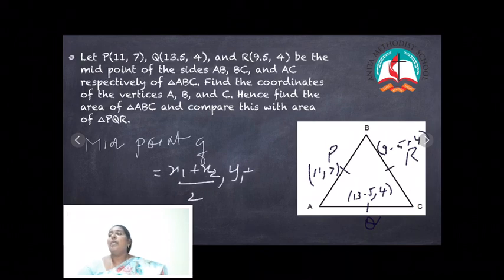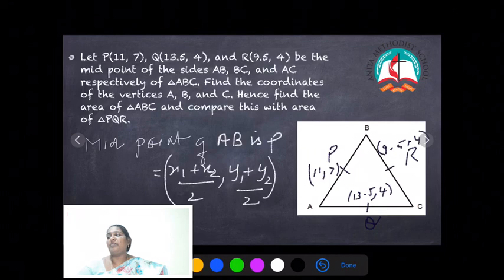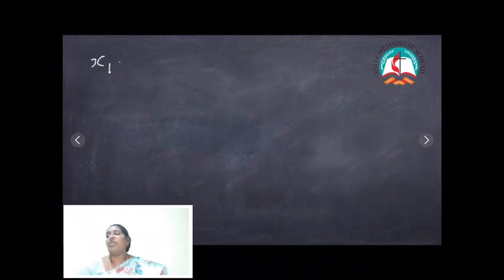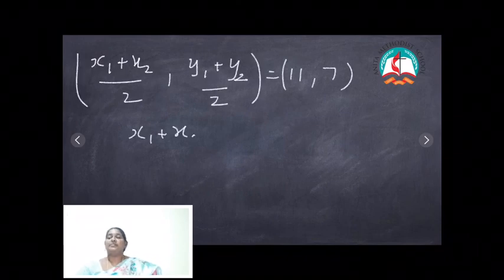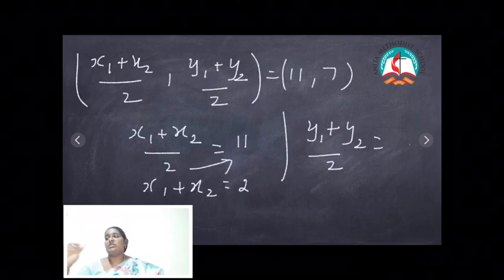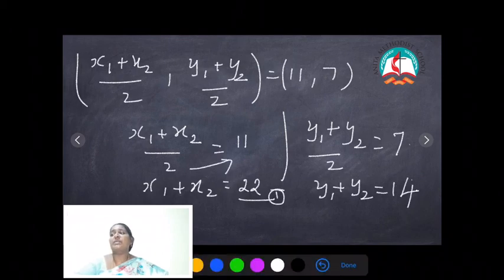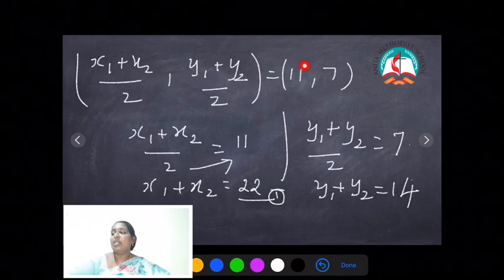Okay. So, midpoint of AB. Midpoint of AB is what? So, we know the midpoint formula. By using the midpoint formula, we have to find out the vertices. So, we know that x1 plus x2 by 2, y1 plus y2 by 2. Children, we have to equate the x value and equate the y value. So x1 plus x2 by 2 is equal to 11. So we get x1 plus x2 is equal to 22. That we consider as equation number 1.